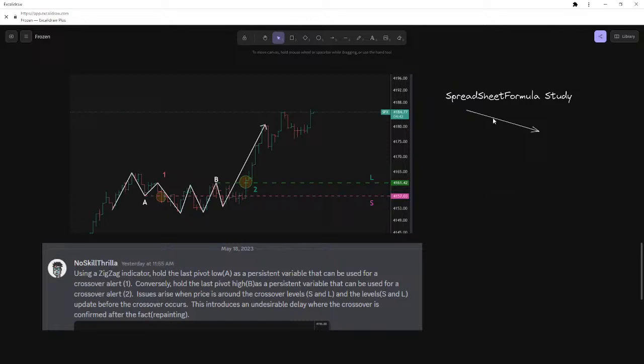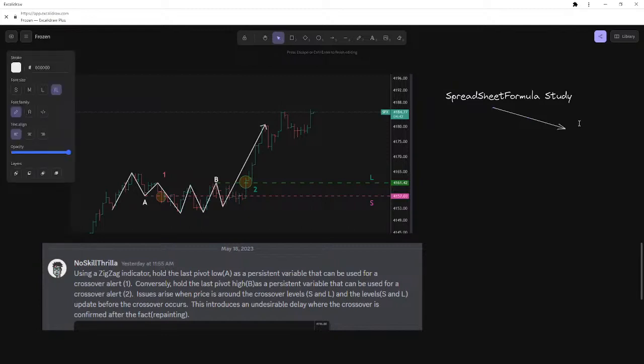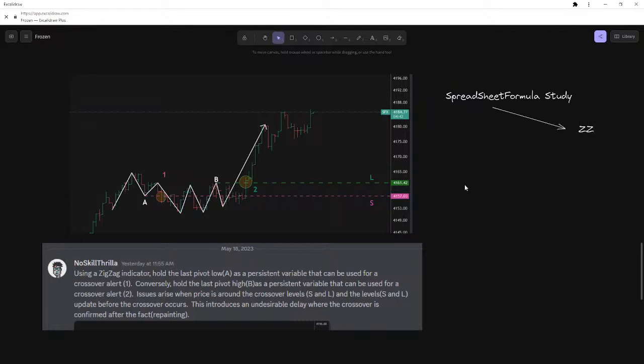So the spreadsheet study. While you're taking the screenshot, is the spreadsheet study referencing the Zigzag study at all? Yes. Zigzag or ZZ, just because that's more fun to type. Yeah, it's sc.zigzag in ACSIL.